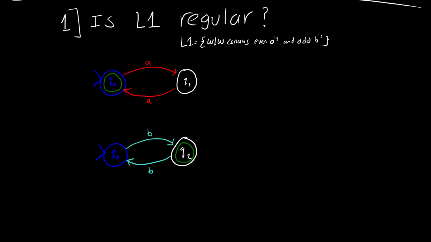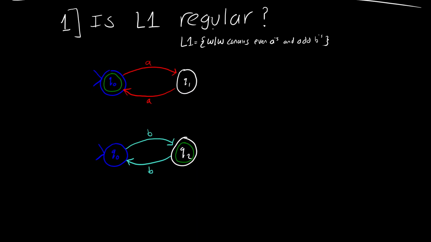So now we have two machines that accept the parts of our language, but our language needs to be able to accept even A's and odd B's. So this isn't sufficient. We need to continue on and merge them together.